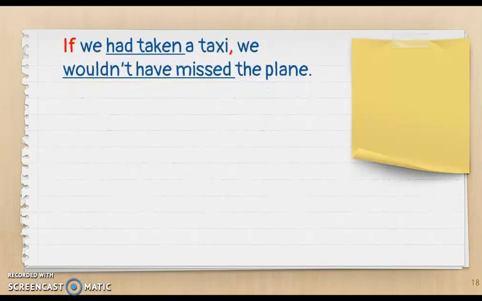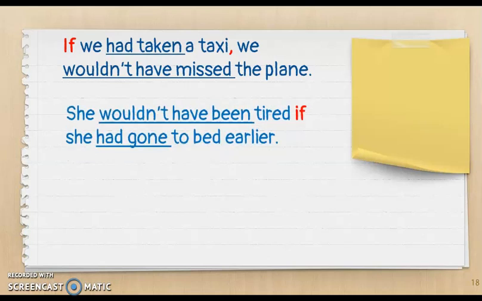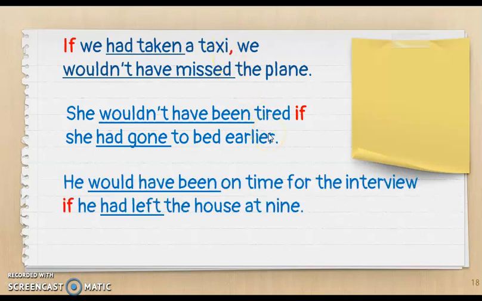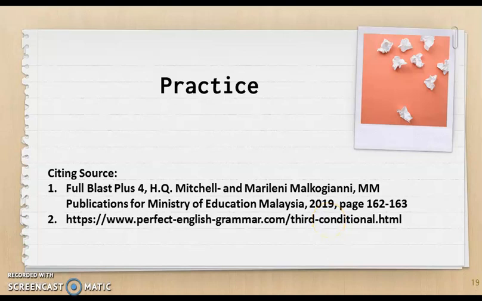More examples. If we had taken a taxi, we wouldn't have missed the plane. She wouldn't have been tired if she had gone to bed earlier. Okay, take a look at this. The if clause is placed in front of the main clause, that's why it's separated by a comma. He would have been on time for the interview if he had left the house at 9. All this would not have happened if he had done it differently. Practice. It's your turn.